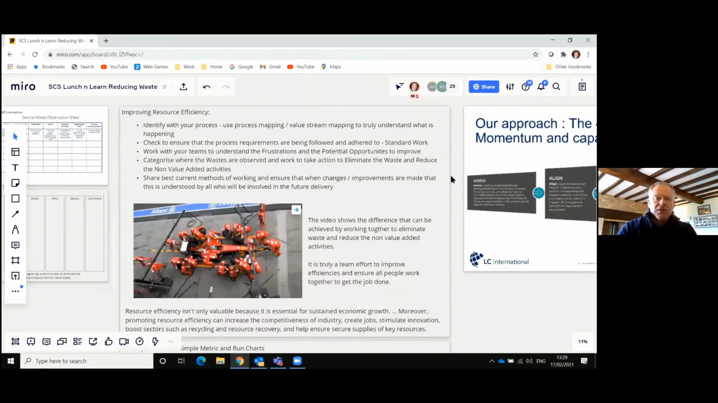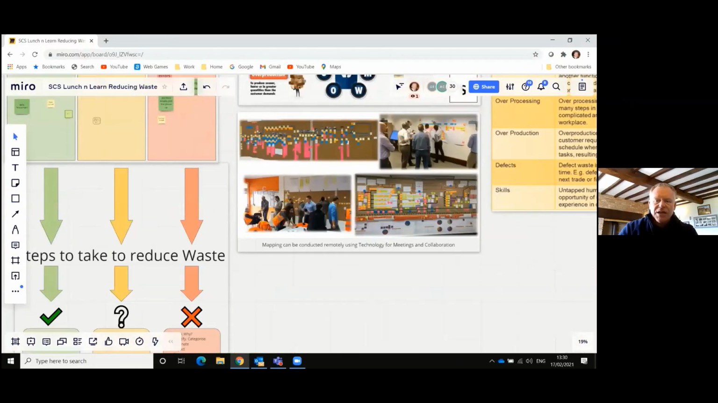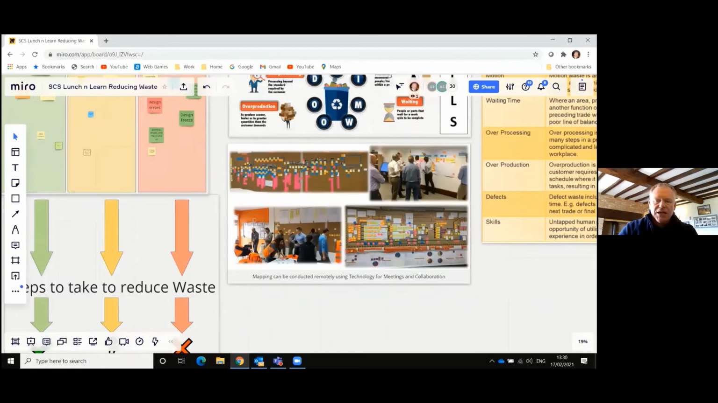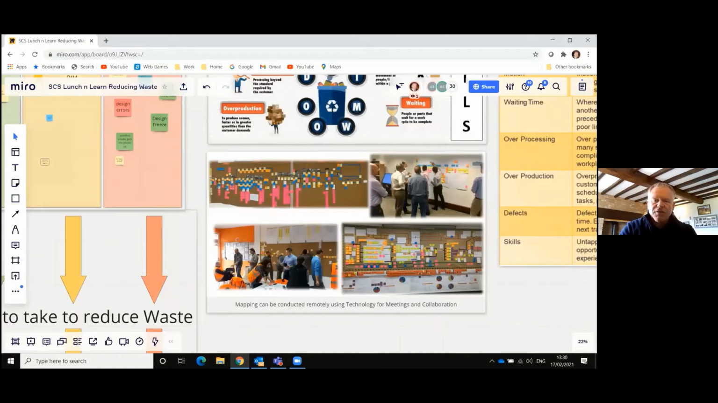So improving resource efficiency. Again, identify with your process. Think about going out onto site. Think about working with the different contractors to understand what part of the processes they're working on and how they're working together to deliver that project. Use process mapping, as we've displayed in the example above there, by bringing the people together and allowing them to see each other, how those processes come together, because waste will be found in between the processes, the handoffs from one trade to another.